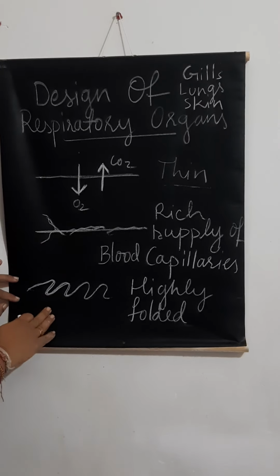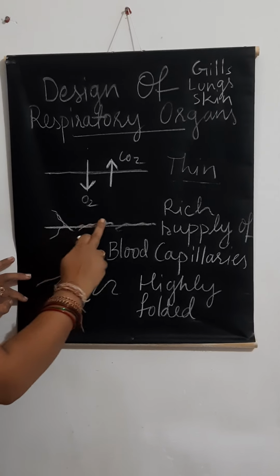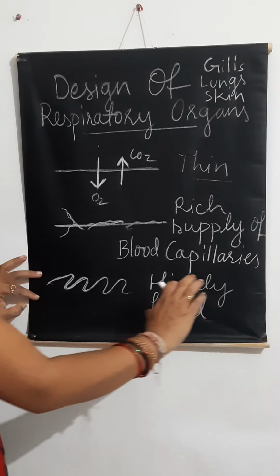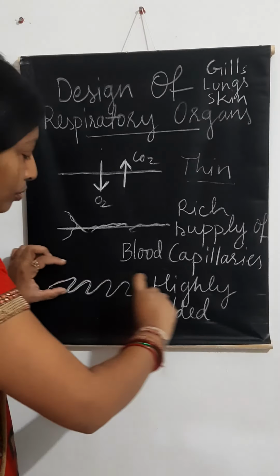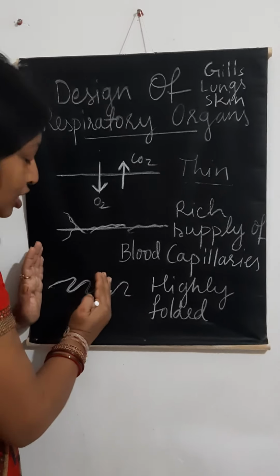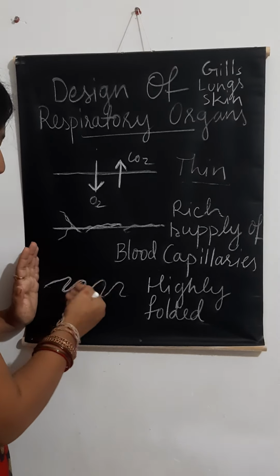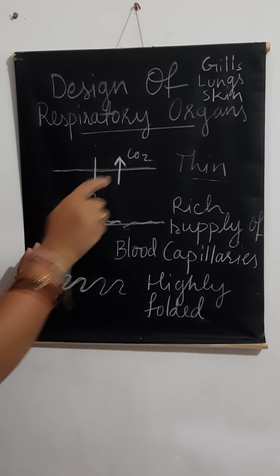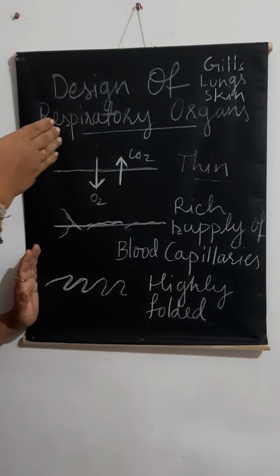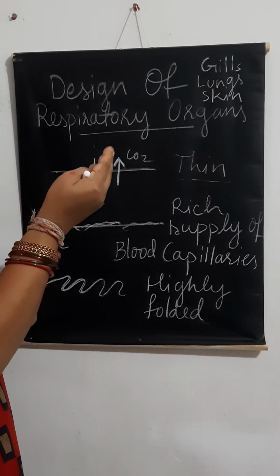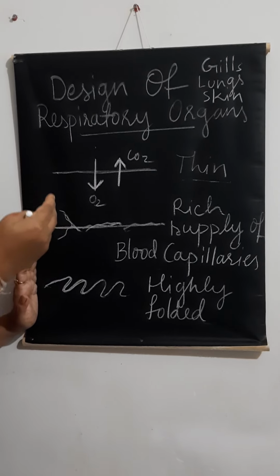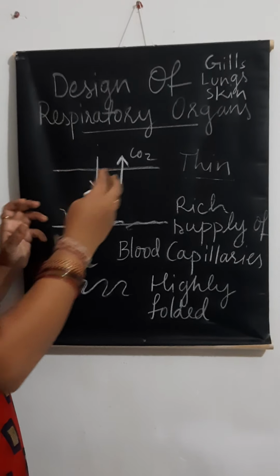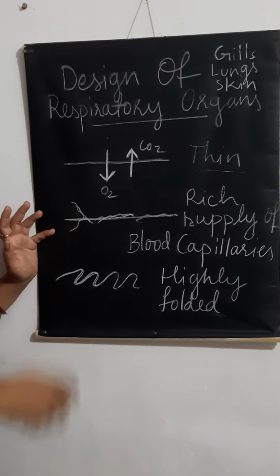The third common design that is observed is these surfaces will be highly folded to increase the surface area, means to pack in more amount of that surface in smaller space. That surface will be highly folded. So you see inside lungs the alveoli will be highly folded. If we study gills, in the gills also it is highly folded. In case of skin of course it covers the entire body of an organism, so its surface area will be anyway more.